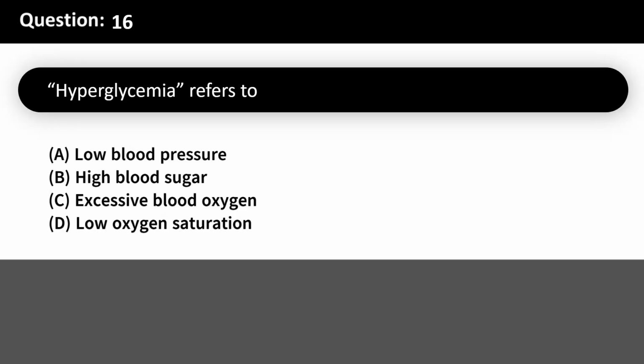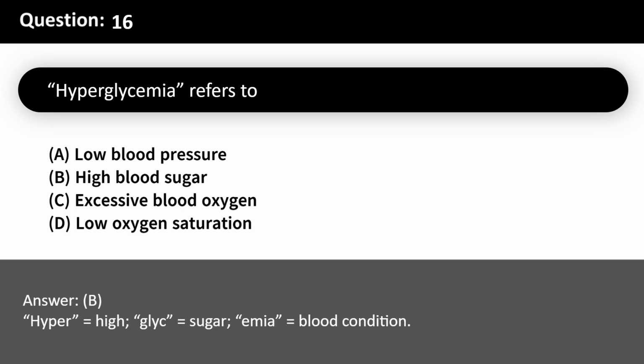Hyperglycemia refers to: A. Low blood pressure. B. High blood sugar. C. Excessive blood oxygen. D. Low oxygen saturation. Answer, B. Hyper equals high, glyc equals sugar, emia equals blood condition.